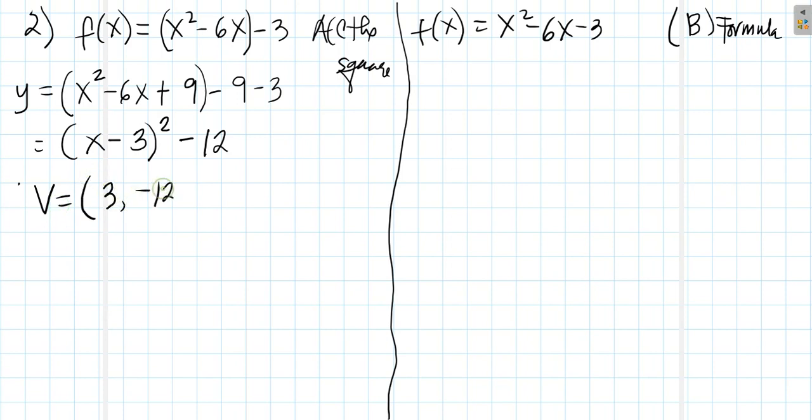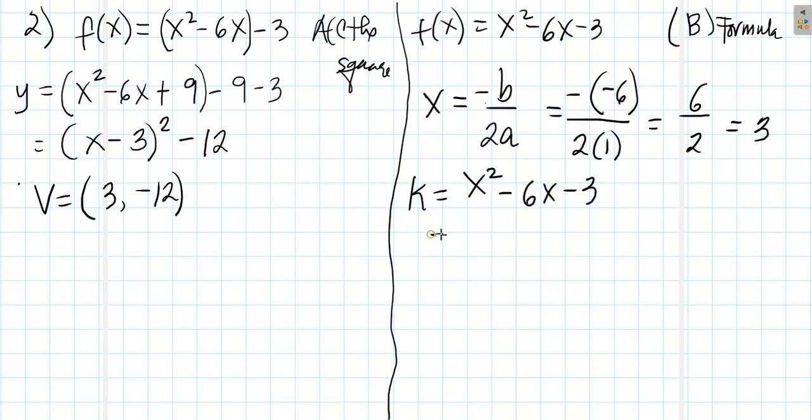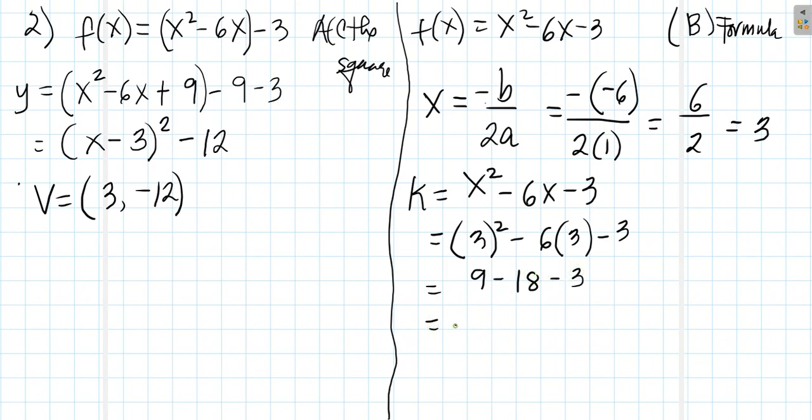And then we are going to compare the same problem using the formula, x equals negative b over 2a. Then substitute the value of b, negative 6, divided by 2 times 1. So negative 6 times negative is positive, divided by 2 is equal to 3. Now the vertex: your y or k is the same as y equals x squared minus 6x minus 3, and then substitute x equals 3: 3 squared minus 6 times 3 minus 3. So 3 squared is 9, minus 6 times 3 is 18, minus 3. 9 minus 18 is negative 9, minus 3, k is equal to negative 12.